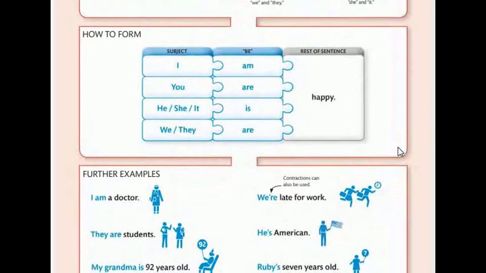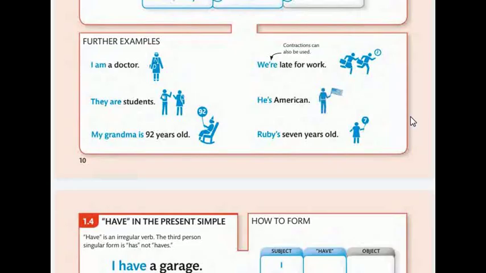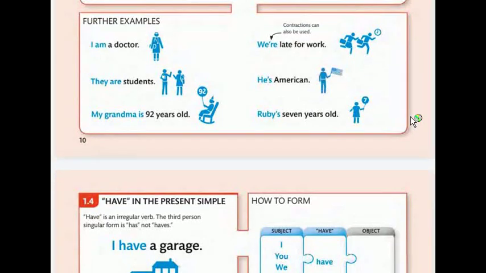How to form? For example, I am happy. You are happy. He, she, it is happy. We, they are happy. Examples. I'm a doctor. They are students. My grandma is 92 years old. We are late for work. He's an American. Rob is 7 years old.